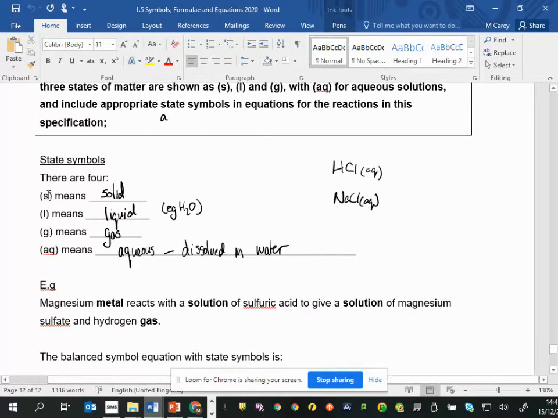Just so you know, S means solid, L means liquid, and an example of a liquid is quite unusual, right? Most liquids, if you like, are solutions. G means gas, AQ means aqueous, which means dissolved in water. A lot of substances are dissolved in water, so you'll see the AQ sign.